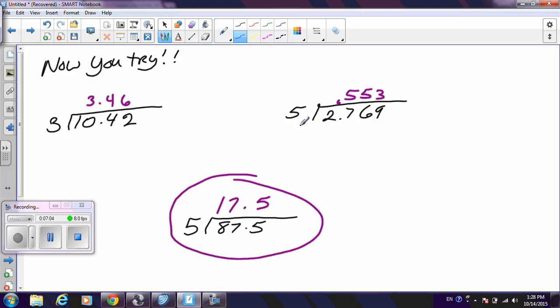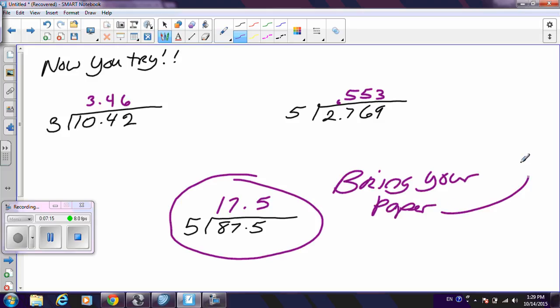So I will see you tomorrow. Make sure that you bring your paper with these 3 problems worked out to class tomorrow, because I will check them. So don't forget, bring the paper that you worked out these 3 problems on, and make sure your work is shown so I can see if you did everything right. Alrighty? See you tomorrow.